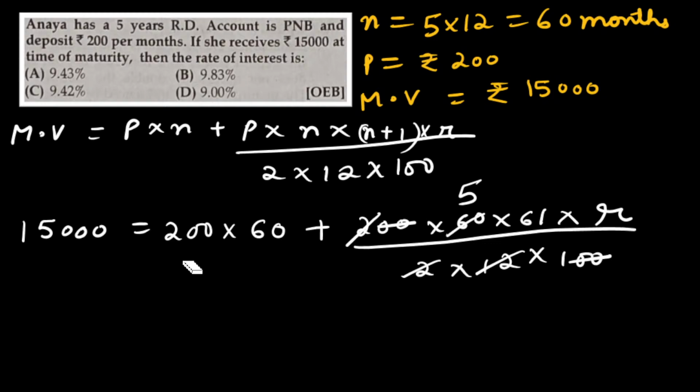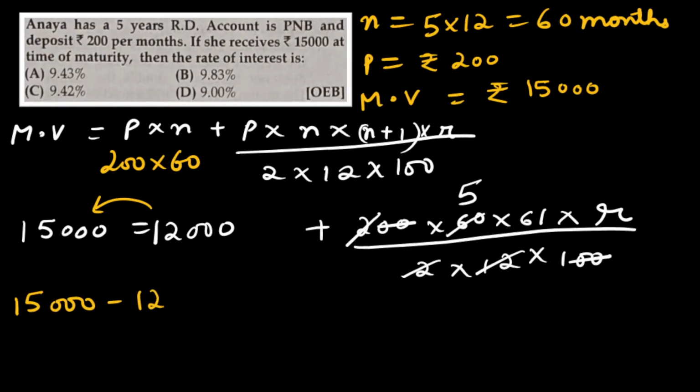200 into 60, when we multiply, it will become 12,000. So here directly I am just going to write 12,000. Let's shift 12,000 to the other side. When we shift 12,000 to the other side, it will get subtracted because here it's getting added. So 15,000 minus 12,000 is equal to this side. Let's see what we are left with.